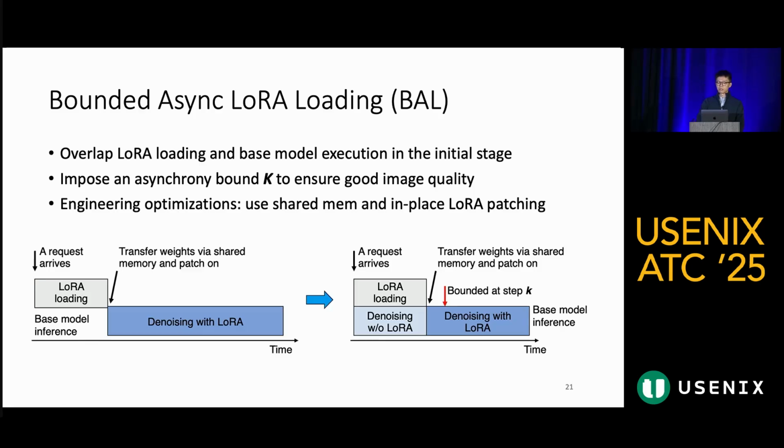So when a request arrives, Katz asynchronously loads the requested LoRA, and in the meantime, it starts base diffusion model inference early to perform image generation without LoRA. And later, when the LoRA is ready, Katz patches it onto the base diffusion model. And to ensure there is no quality loss, Katz imposes an asynchrony bound k for overlapping LoRA loading with base model inference, which means that if the LoRA is not ready before the bound k, the base model will not continue to denoise until the LoRA is loaded.